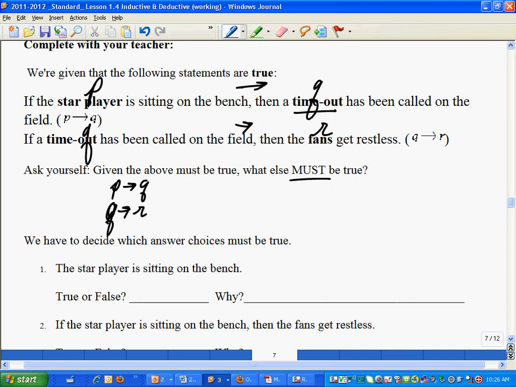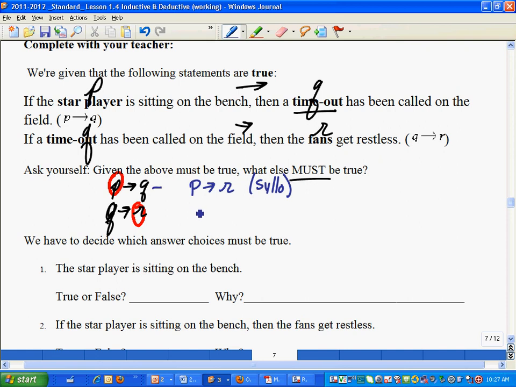Don't read too much into this. Let me show you how to do these. So it says right here, star player sitting on the bench. That's just P. Are you told P by itself is true, yes or no? No. Hear the tone of my voice, guys. I'm asking you to read my voice there. Do you see P by itself is true? Yes. No. Well, those of you saying yes, thank you for sticking to your guns. But technically, this is false, because P alone is not given as true. Not true.